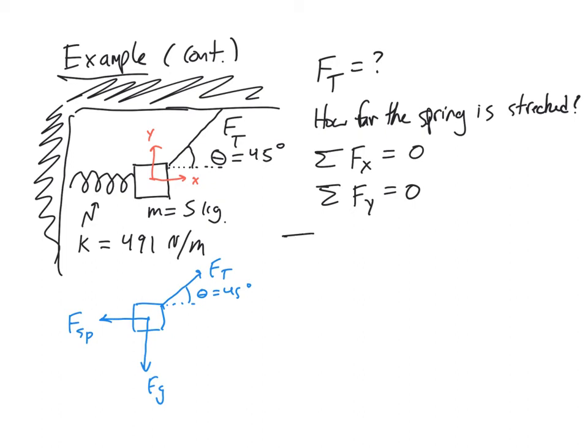Let's do the x direction first. So the sum of the forces in the x direction, we are going to have the tension force times cosine 45. That's because, of course, we want that component. Ftx is going to be Ft cosine theta.